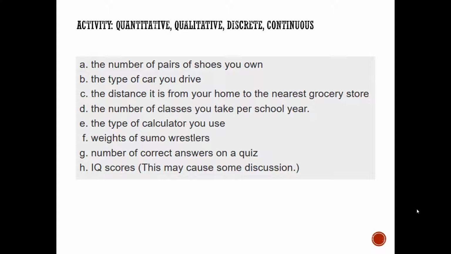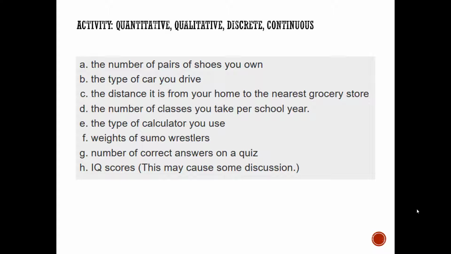F, the weights of sumo wrestlers. Well, weight is a number. It's going to be quantitative. And there are fractions involved in weight. It's a measurement. Measurements are continuous. So it's quantitative continuous.